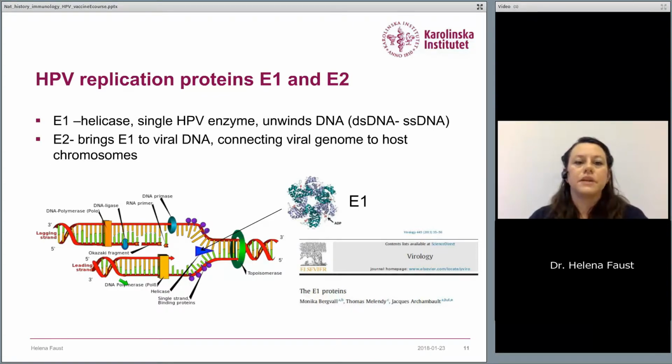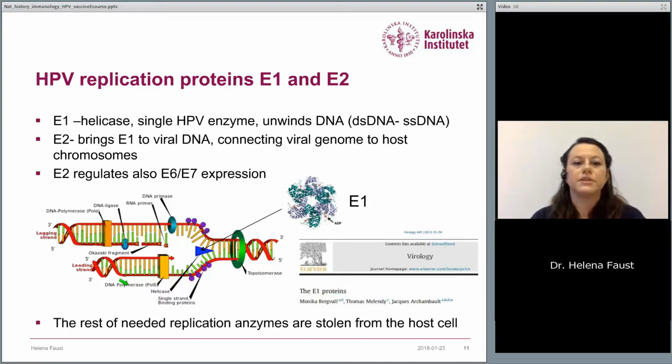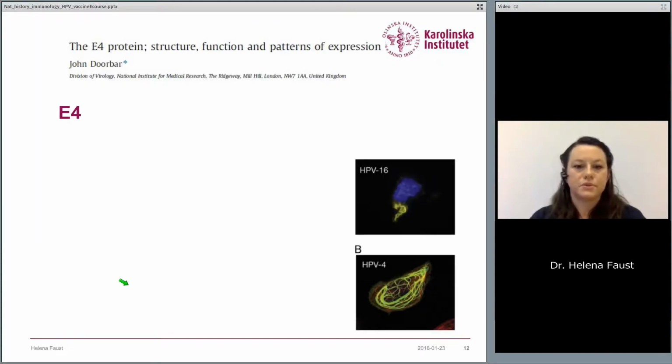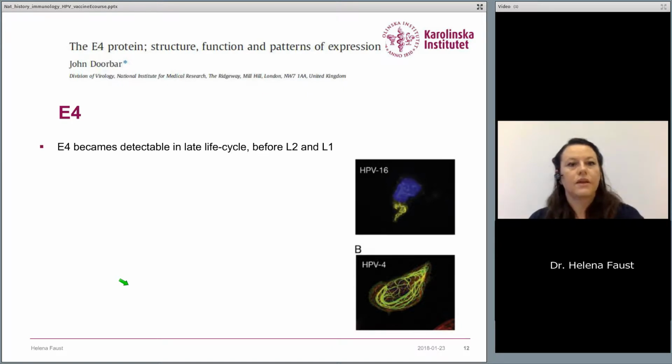E2 brings E1 to viral DNA, connecting the viral genome to the host chromosomes. Also, E2 regulates E6 and E7 expression. And we have to keep in mind that the rest of the needed replication enzymes are stolen from the host cells.